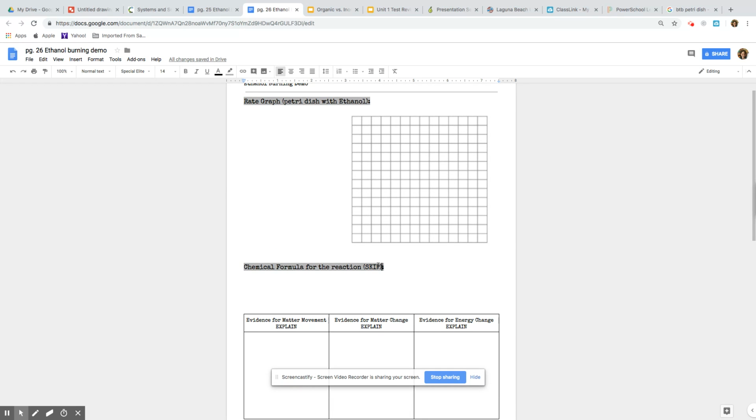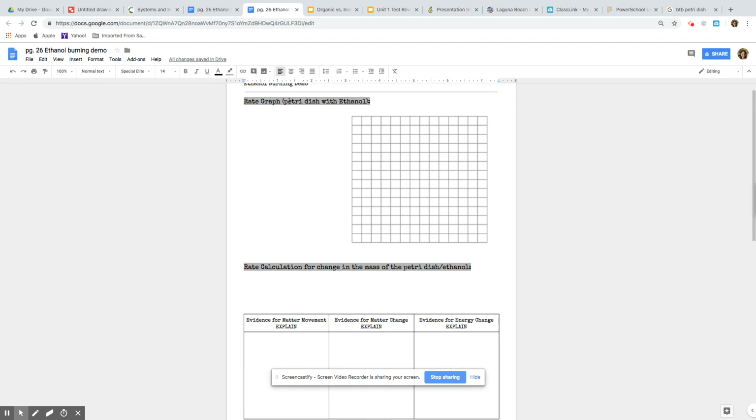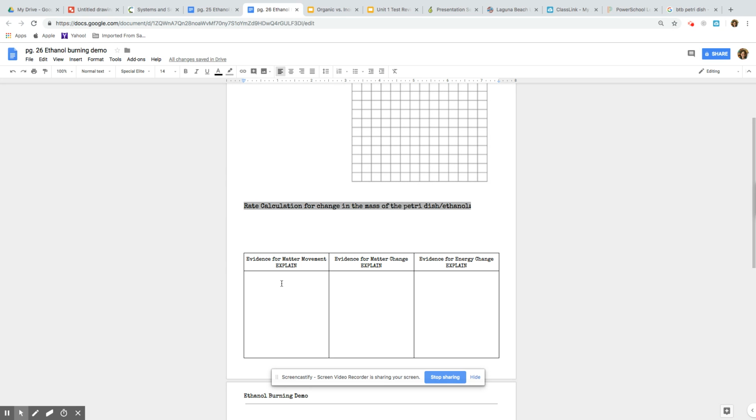Also, what might actually be more helpful here in terms of prepping for the test tomorrow is if you did a rate calculation for change in the mass of the Petri dish. Okay, so recap what you're doing. You finished the predictions. You have the results after the video. You are doing a rate graph for the ethanol, how it changed over time. And then you're doing a rate calculation for the change of mass of the Petri dish. And then going over briefly, bullet points are fine, the evidence is for both.